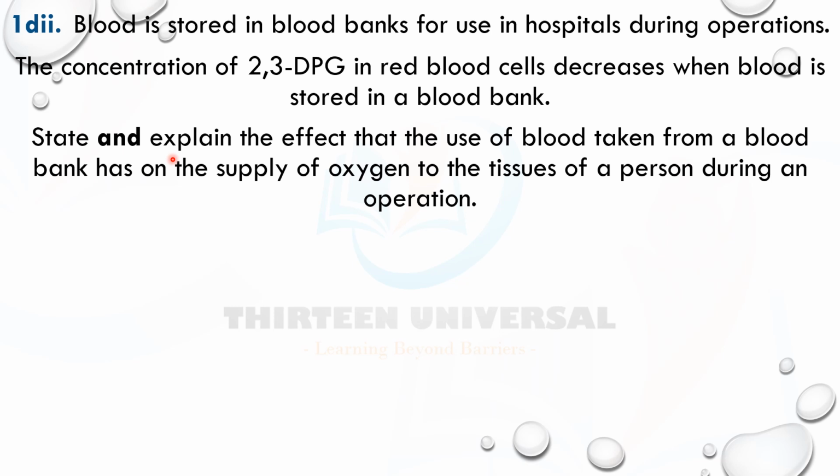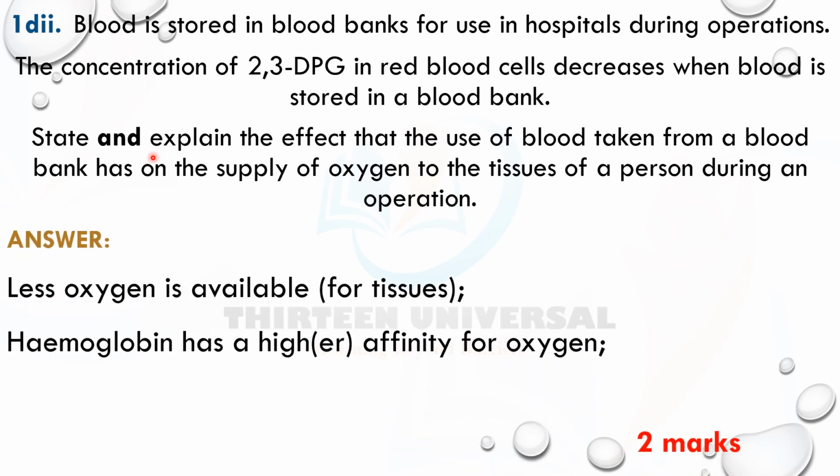Because the amount of oxygen is small, the affinity of hemoglobin for oxygen will be low. So look at it: less oxygen is available for tissues. Hemoglobin only has high affinity for oxygen. Hemoglobin has high affinity for oxygen.